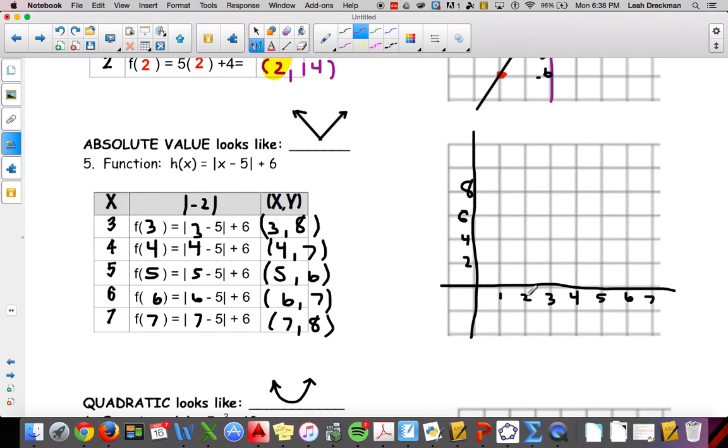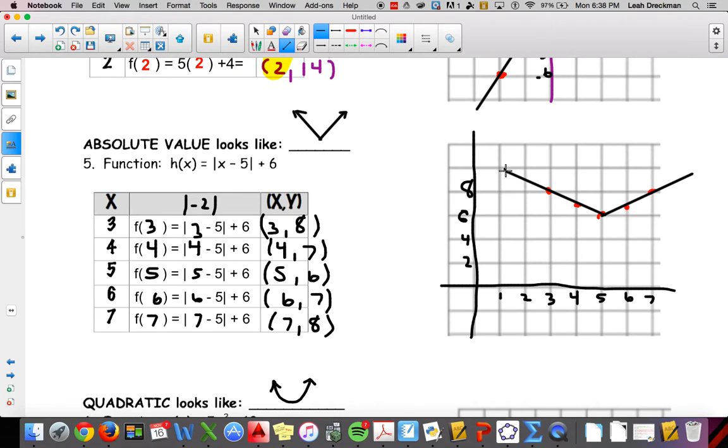So 3 comma 8 would be about right here. 4 comma 7 about right there. 5 comma 6. 6 comma 7. And 7 comma 8. And there's that V pattern we talked about. So it should be fairly obvious when you get done that it does form a V.